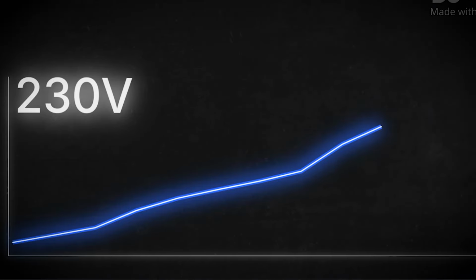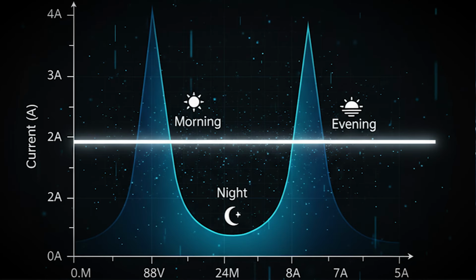The voltage is around 230 volts. Current fluctuates between 2 to 5 amperes during peak hours, and the energy usage is maximum in the morning and evening and drops late at night as per the occupancy of the retail store. This consistent behavior forms what we call a normal operating profile.